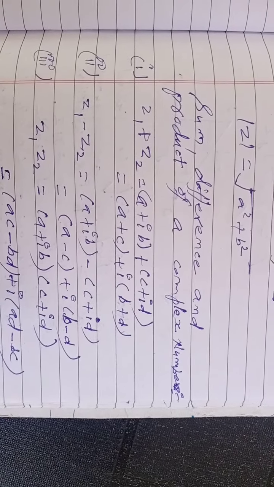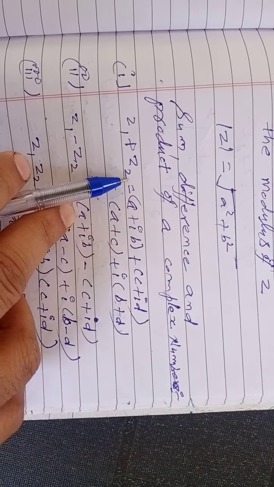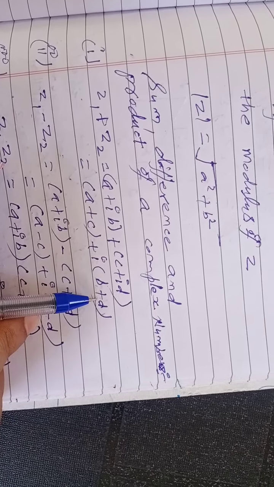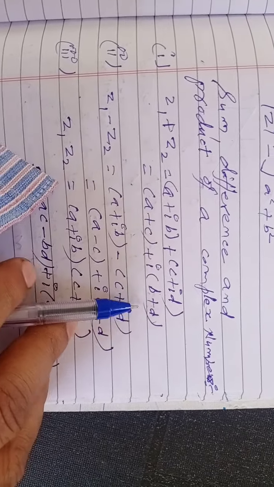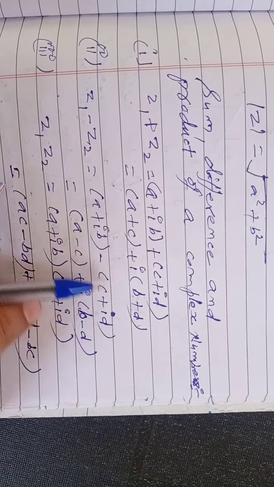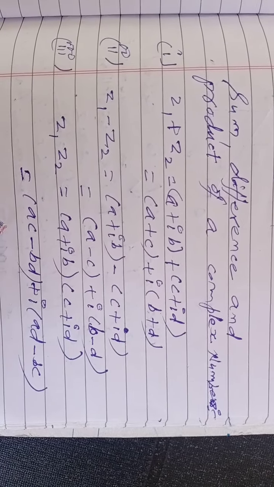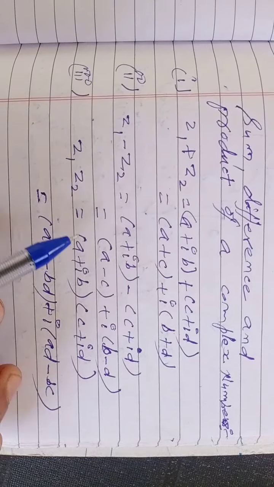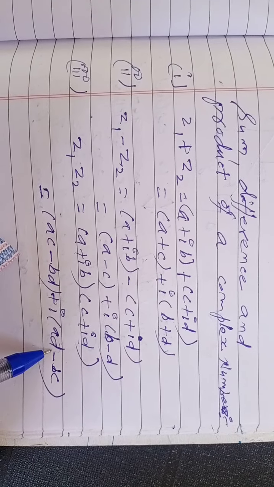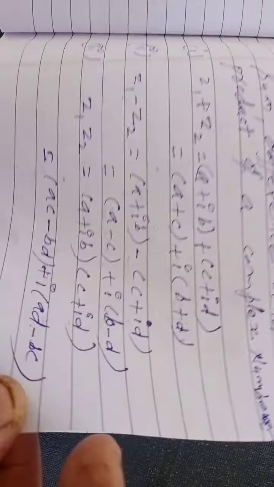Now some difference in product of complex numbers. Like we have two complex numbers z1 and z2, and we will add them, so real part will be added to real part and imaginary part will be added to imaginary part. And also in the difference, the real part will be subtracted from real part and imaginary part will be subtracted from imaginary part. And in multiplication, you have to multiply every part with every part, same as we do multiplication in simple algebra.